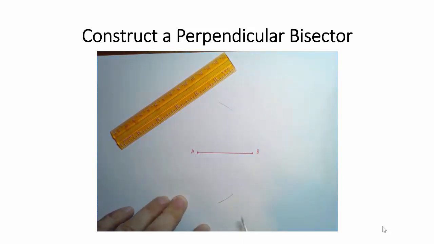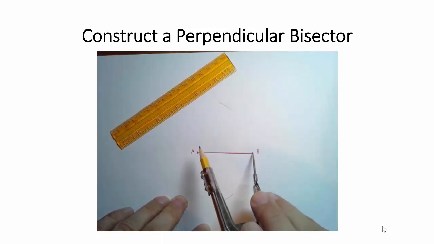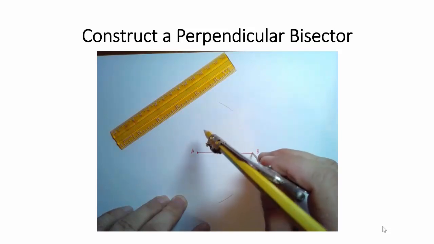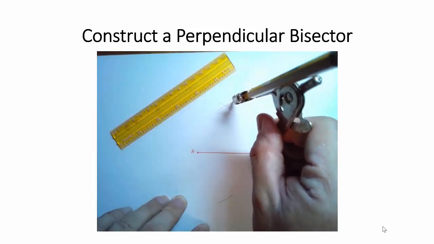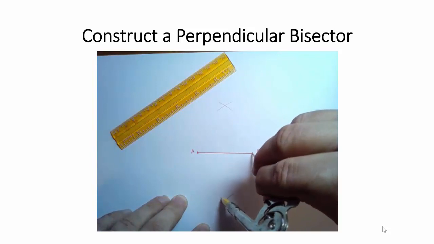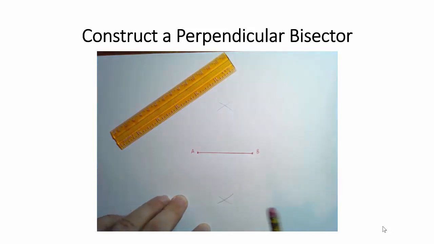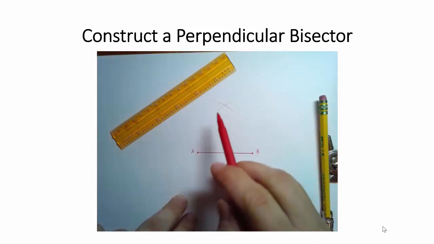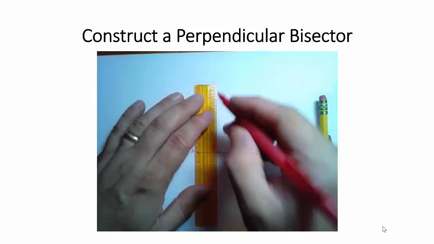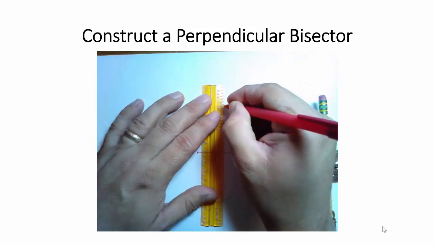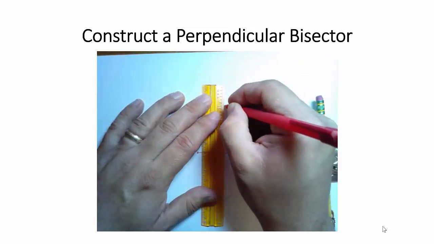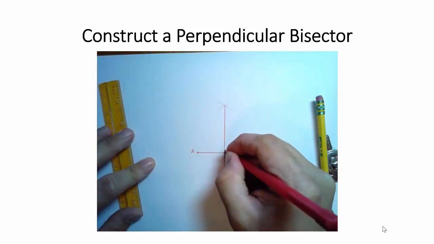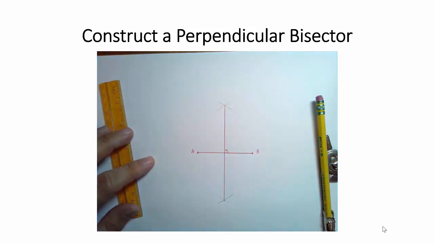above and below line segment AB, and then I'm going to put my compass on point B and do the same thing, and I can draw a circle, and then all we need to do is connect the 2 points of intersection of these two circles. This will produce a line that's perpendicular to line segment AB, and it bisects the line segment AB.